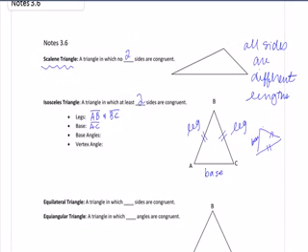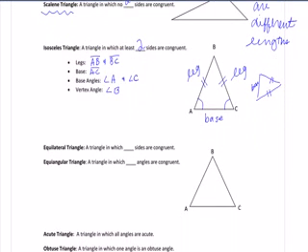Now we have base angles, which would be angles A and C. They happen to be congruent. I'll talk to you about that more in a moment. Angle A and angle C. And then the top angle would be the vertex angle, which in this diagram would be angle B. A lot of terminology associated with an isosceles triangle.